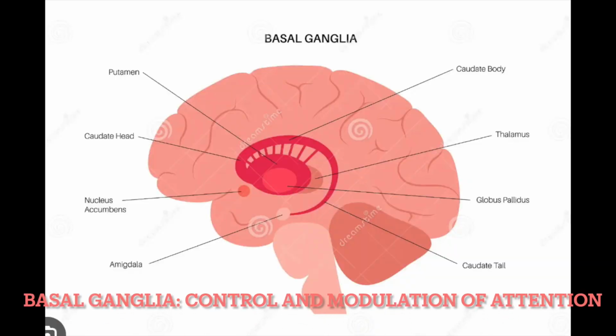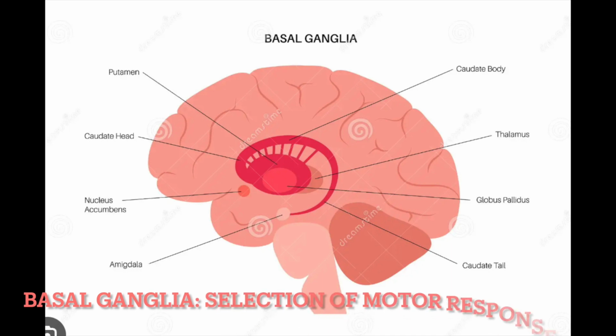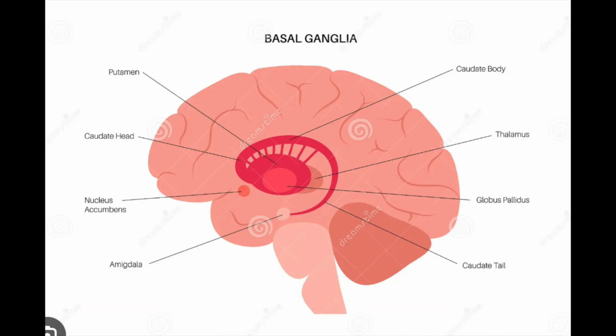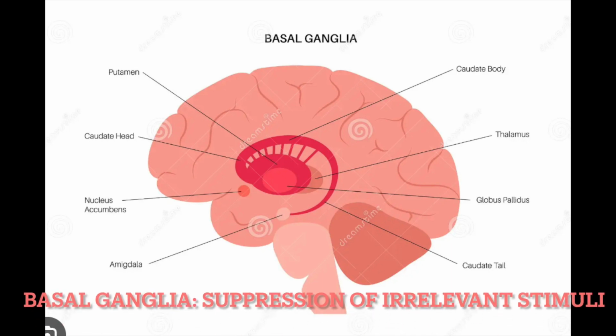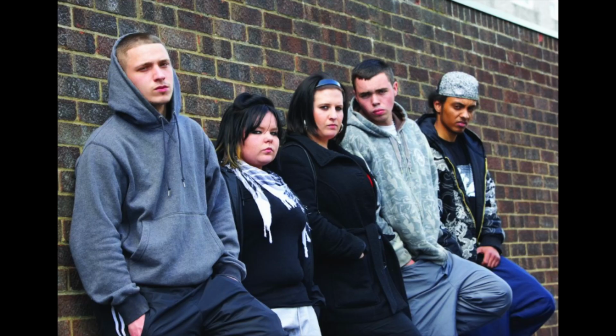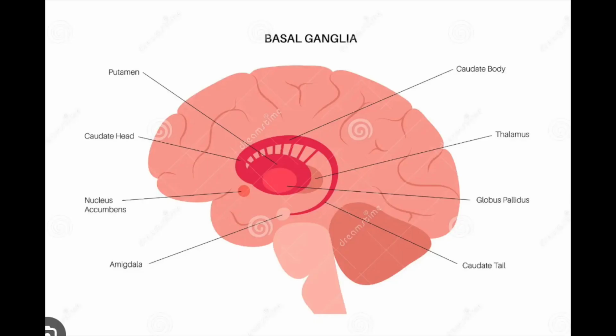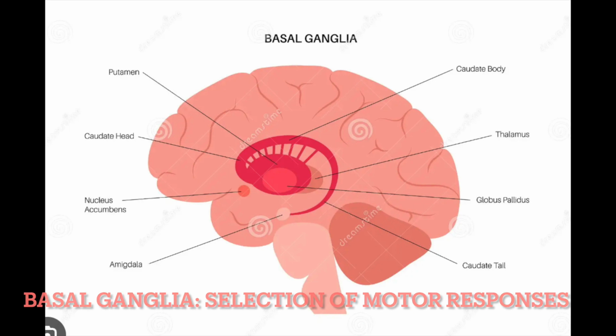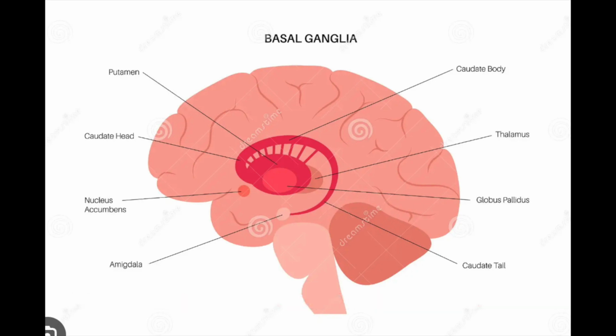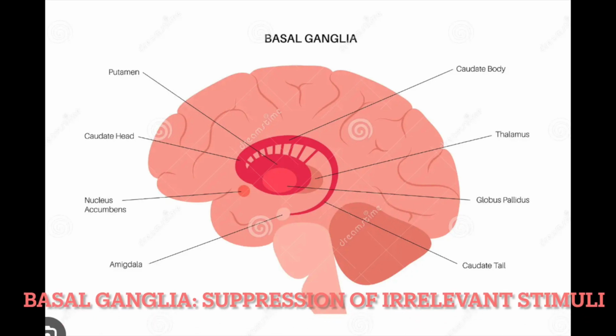The basal ganglia, including structures such as the striatum and the substantia nigra, play a role in the control and modulation of attentional processes, particularly in the selection of motor responses and the suppression of irrelevant stimuli. You can remember the basal ganglia as your personal gang that helps you get away from the big bully. When you decide to run from him, you can thank your basal ganglia for helping you choose that motor response. And when you ignore the pretty flowers around you and keep running, you can thank your basal ganglia for helping you suppress irrelevant stimuli.